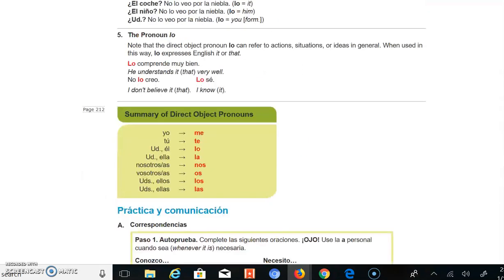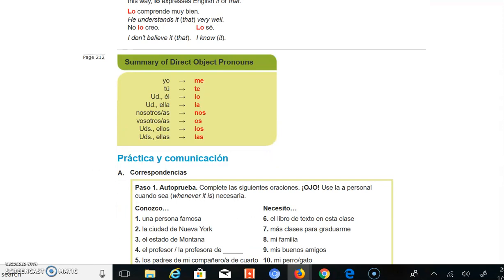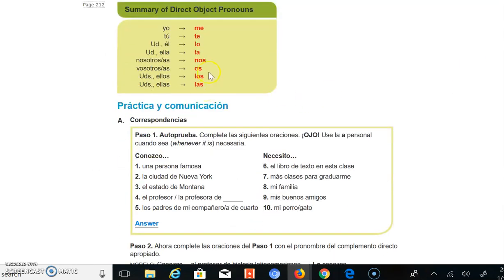So summary of direct object pronouns we have there: me, te, lo, la, nos, os, los, and las. And remember, you're not going to be tested on the os. That's the vosotros form, used mainly in Spain. So try to think of some of the practices you could use with this. For example, una persona famosa would be represented with the pronoun la. La ciudad de Nueva York would be represented by la. El estado de Montana would be represented by lo because el estado is masculine and it's singular. Looking at 7, clases is feminine, so más clases, more classes, would be represented by the object pronoun las.